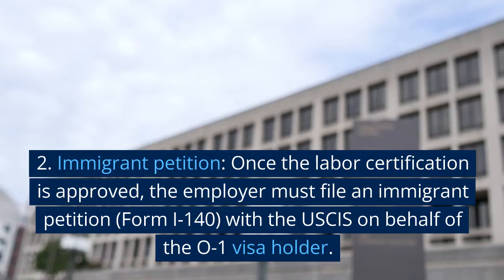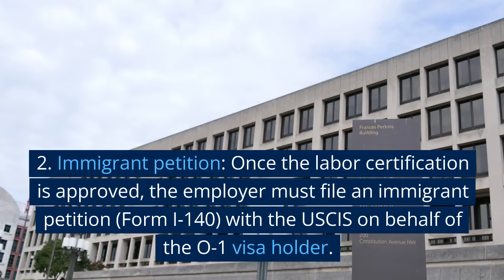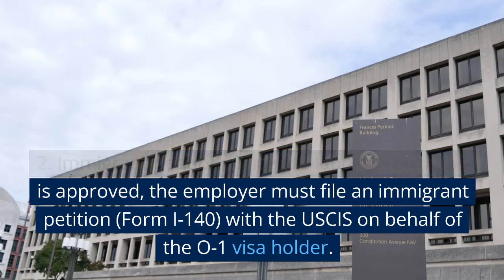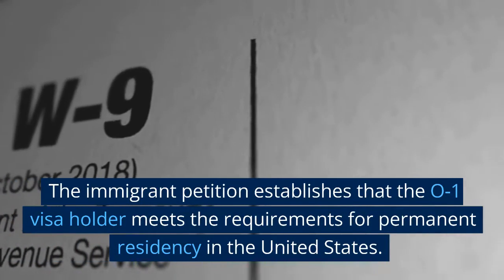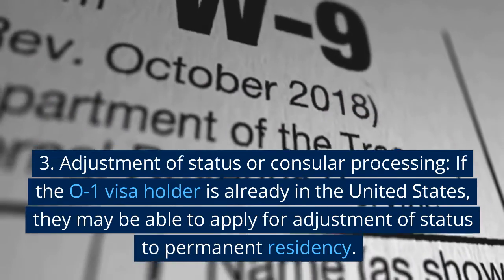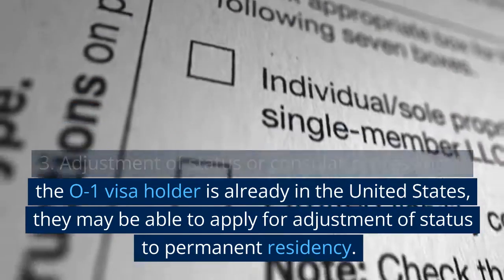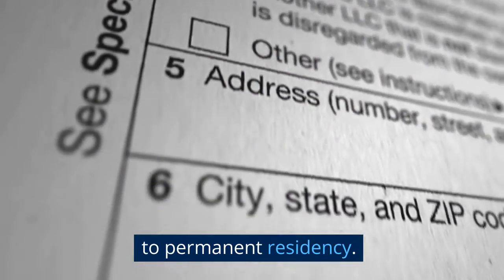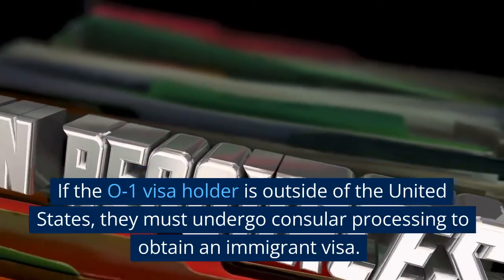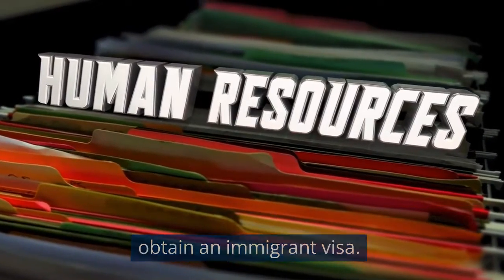2. Immigrant petition. Once the labor certification is approved, the employer must file an immigrant petition, Form I-140, with the USCIS on behalf of the O1 visa holder. The immigrant petition establishes that the O1 visa holder meets the requirements for permanent residency in the United States. 3. Adjustment of status or consular processing. If the O1 visa holder is already in the United States, they may be able to apply for adjustment of status to permanent residency. If the O1 visa holder is outside of the United States, they must undergo consular processing to obtain an immigrant visa.